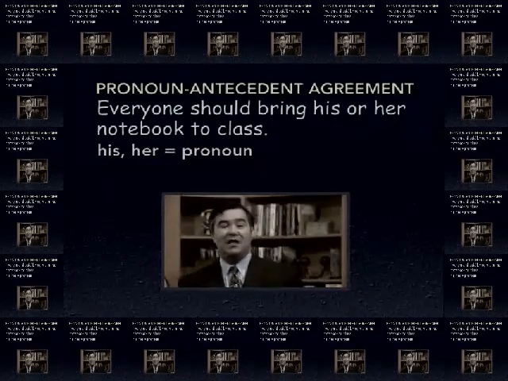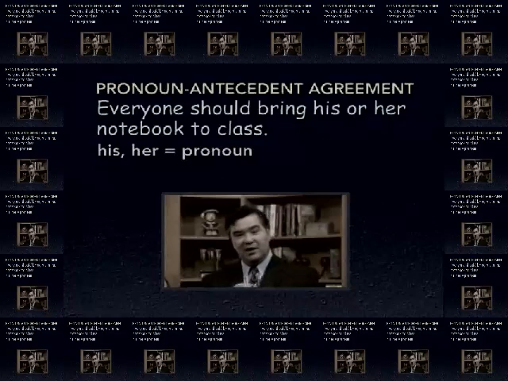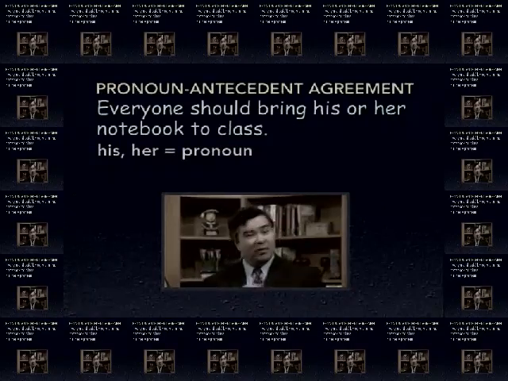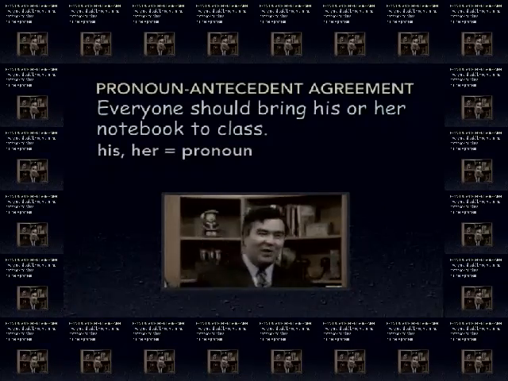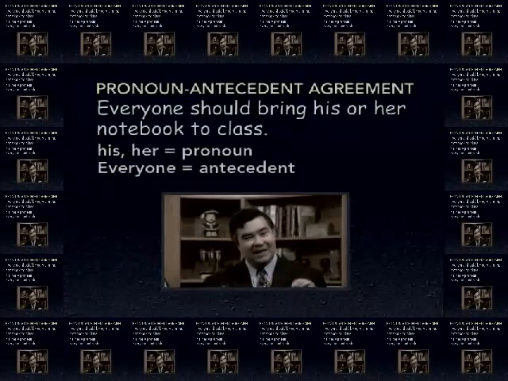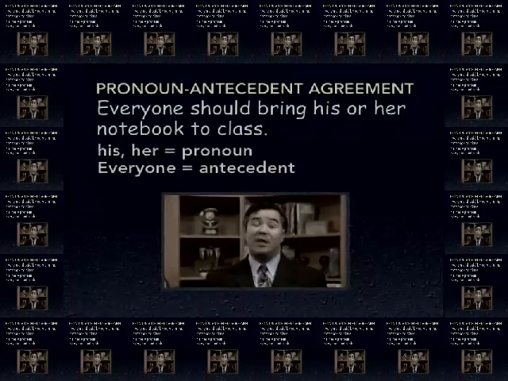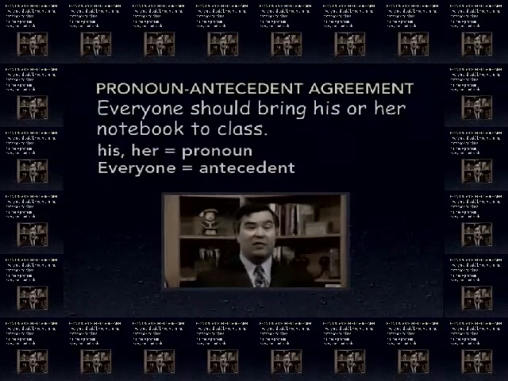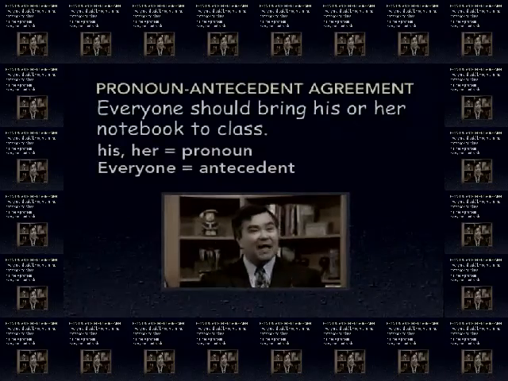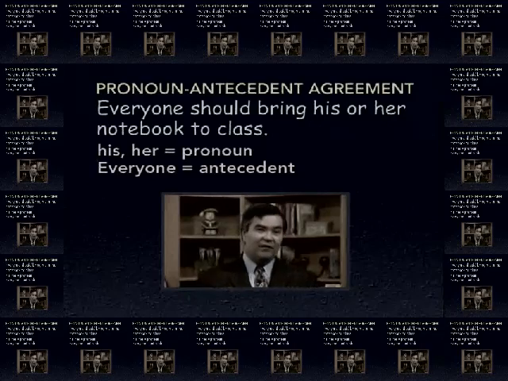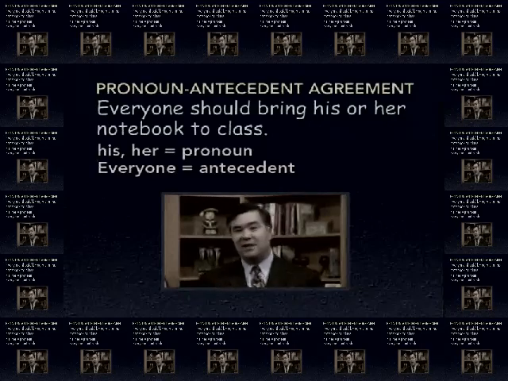What is the antecedent of his or her? What does his or her refer to? Well, it refers back to the indefinite pronoun everyone. And when you think about what's being said in this sentence, we can't really tell whether everyone refers to a male or a female. Now, this might be false in a specific circumstance.